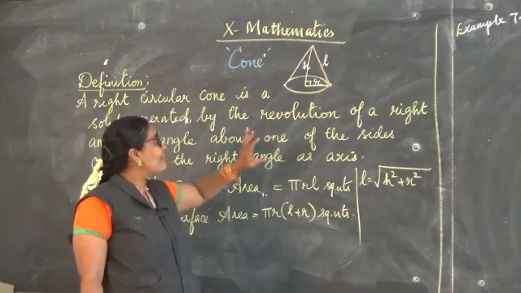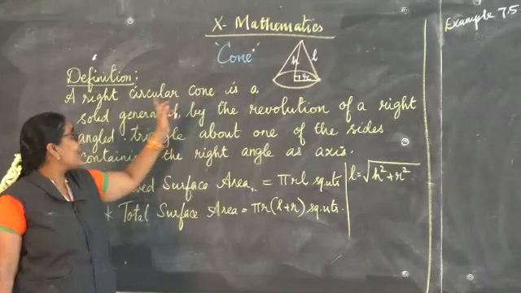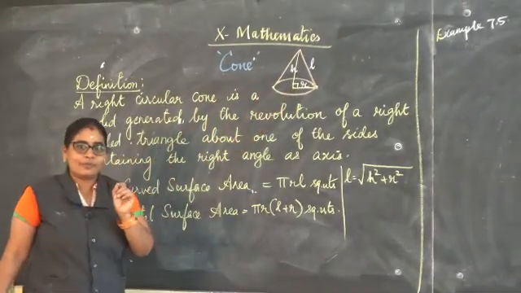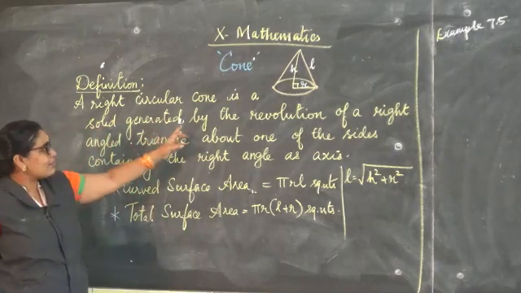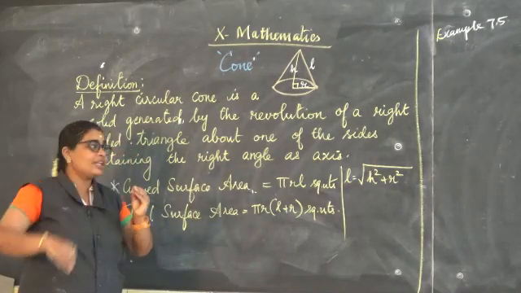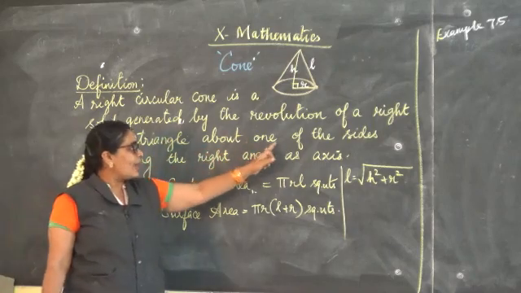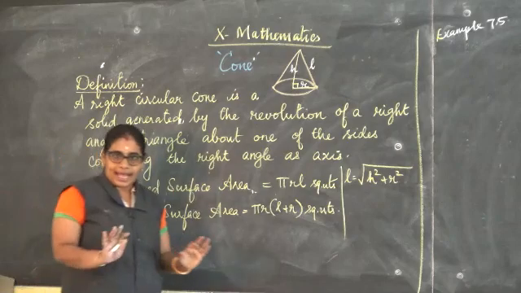The normal mathematical definition for the cone is right circular cone. Right circular cone, in the sense that we are having a right angle in the cone. A right circular cone is a solid generated by the revolution, that is, we are rotating it, of a right angled triangle about one of the sides containing the right angle as axis.